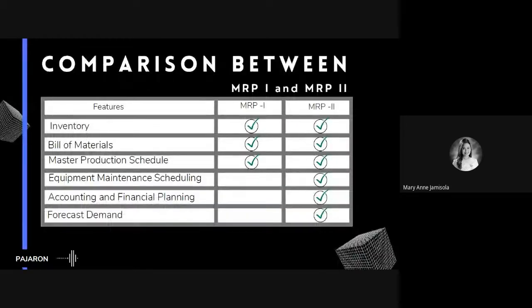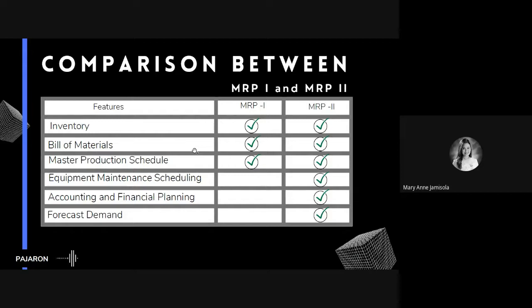So if we are to compare MRP1 and MRP2, MRP1 has these features: inventory, bill of materials, master production schedule. But MRP2 goes beyond those three. We have the equipment maintenance and scheduling, accounting and financial planning, and then forecast demand. So MRP2 is more holistic as compared to MRP1.